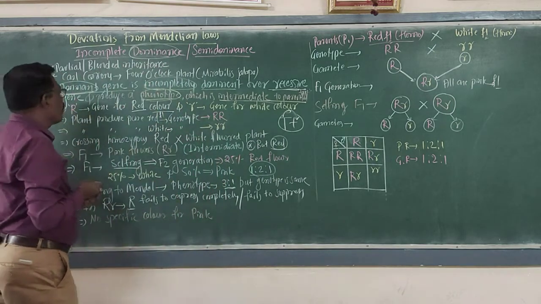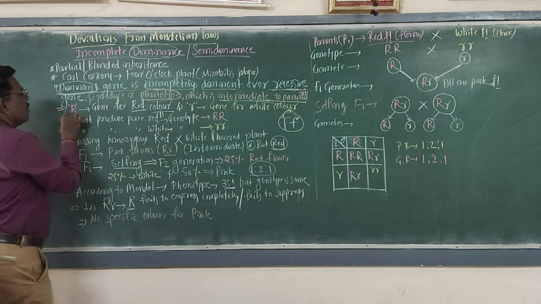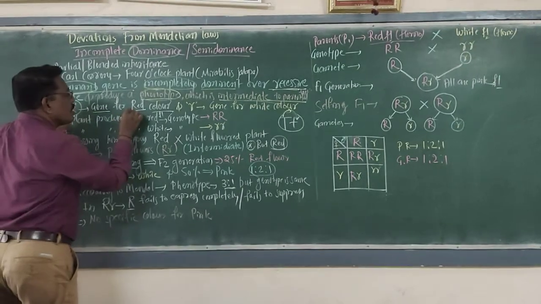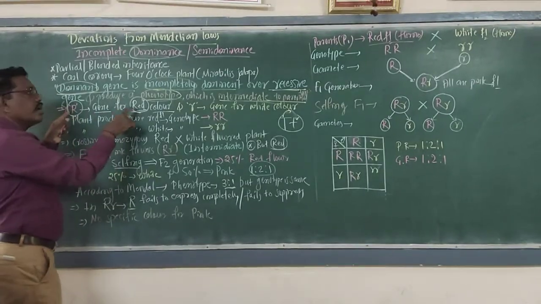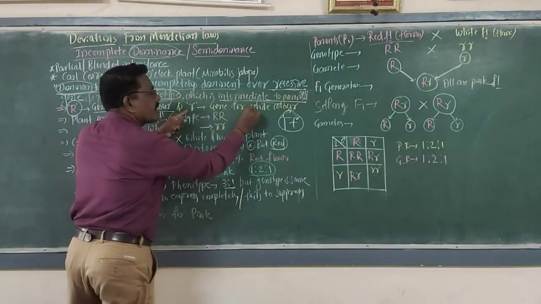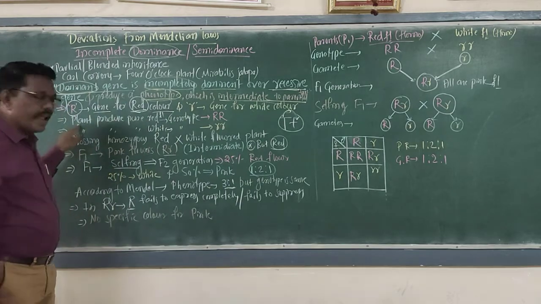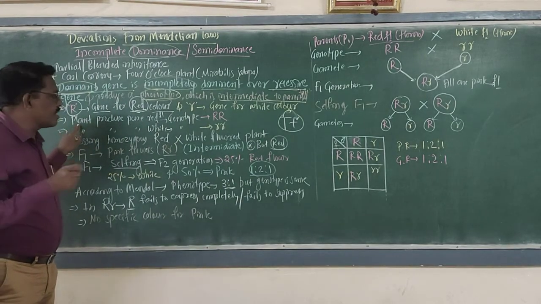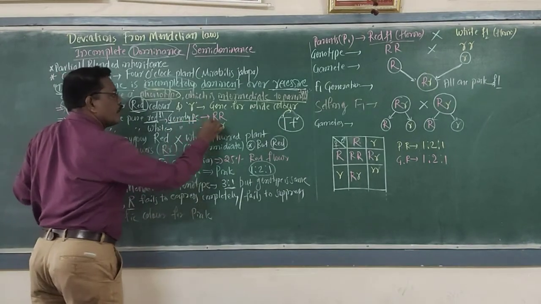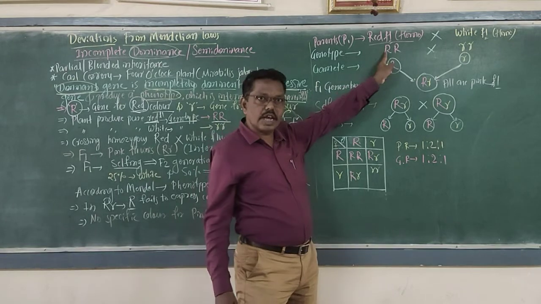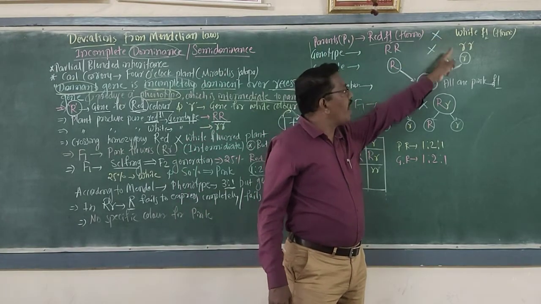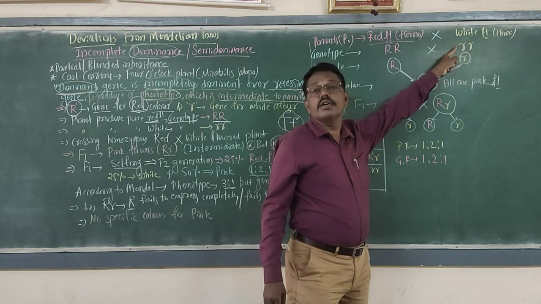The red flower will have capital R. It is the gene for red color. Capital R is the gene for red color flower. Then small r is the gene for white color flower. Okay. Then the Mirabilis jalapa that produces the red flower has the genotype capital R capital R. And the Mirabilis jalapa that produces the white flower has the genotype small r small r. Okay.